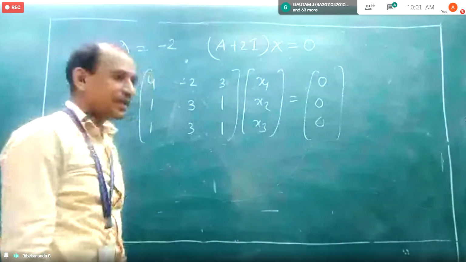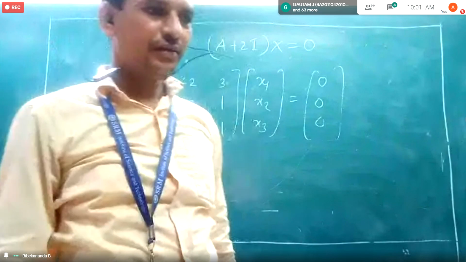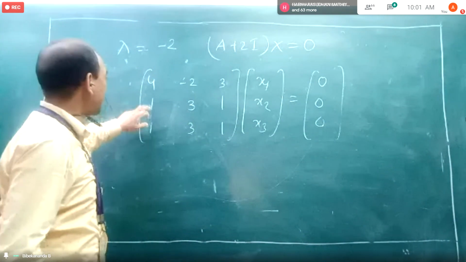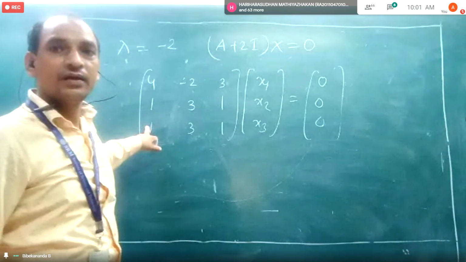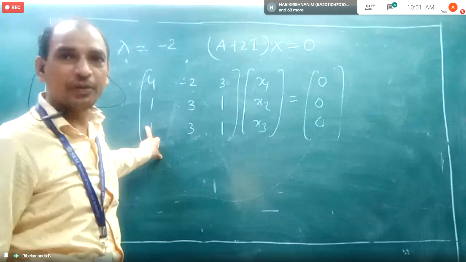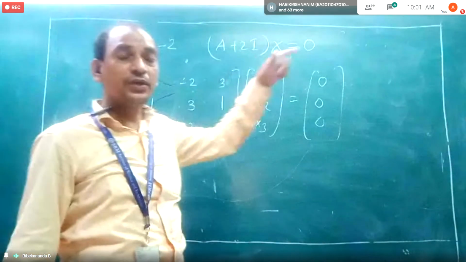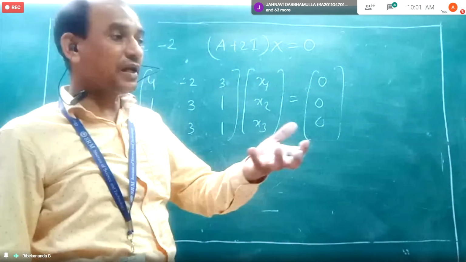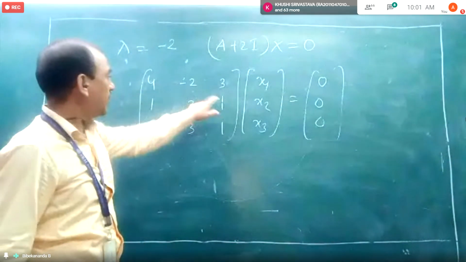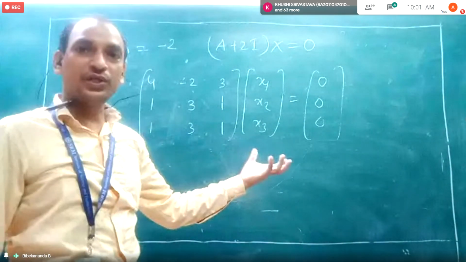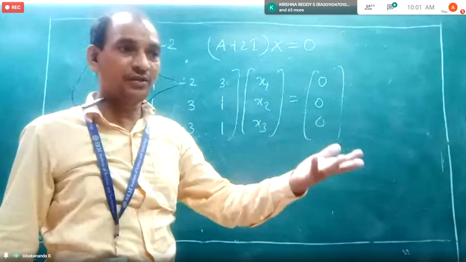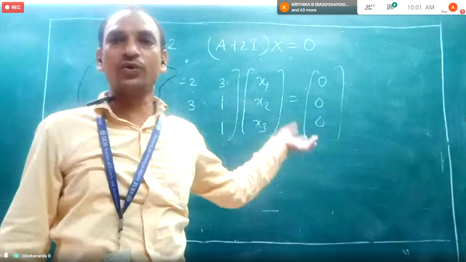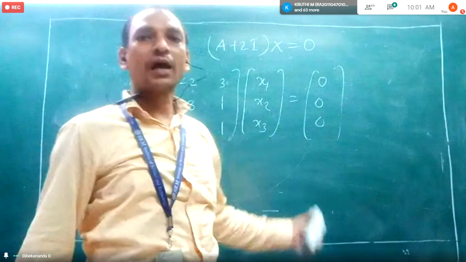Now check here whether any rows are dependent. Row 2 and row 3 are the same, identical, so they are linearly dependent. If we want to use Cramer's rule, what will we get? We will get the determinant 0, this into this minus this into this, which is 0. If the denominator is 0, it is undefined. So we cannot use Cramer's rule.